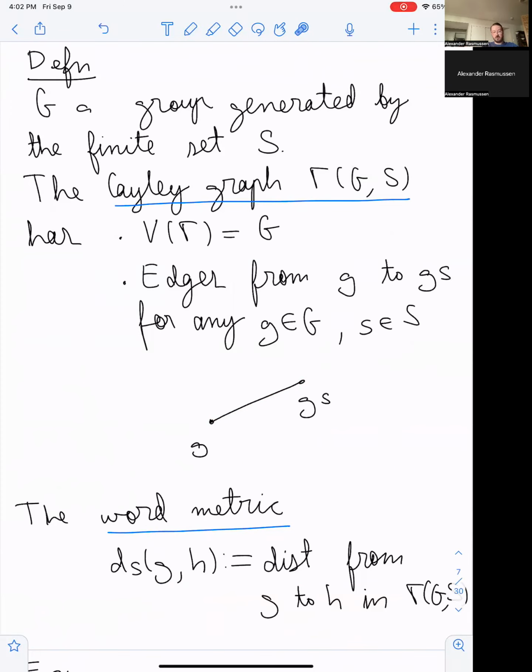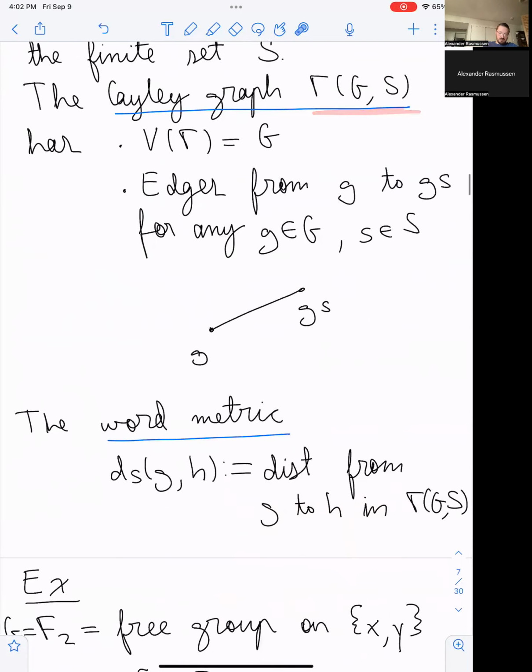Throughout the talk, whenever we see a graph, we're going to think of it as a metric space where we just endow each edge with length 1. So that makes this graph into a metric space. And we can also define a metric on the group now with respect to S. So this is the word metric. The word metric distance between g and h will be the distance from g to h in this Cayley graph with respect to S.